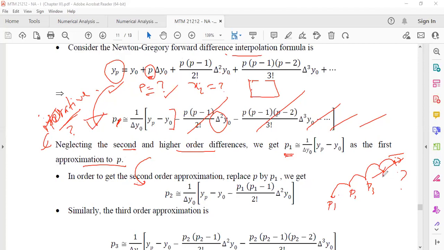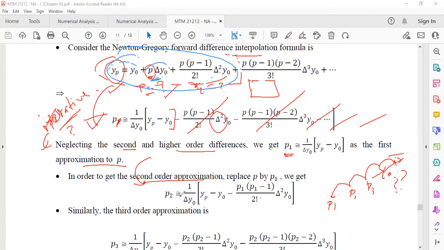So we have to approach the point where we have to find. In order to get the second approximation, they are taking up to the second order of our original Newton-Gregory equation, and from there they are taking the P. Only here can I find the P, no? So they are keeping this one and taking this value and this value to this side.